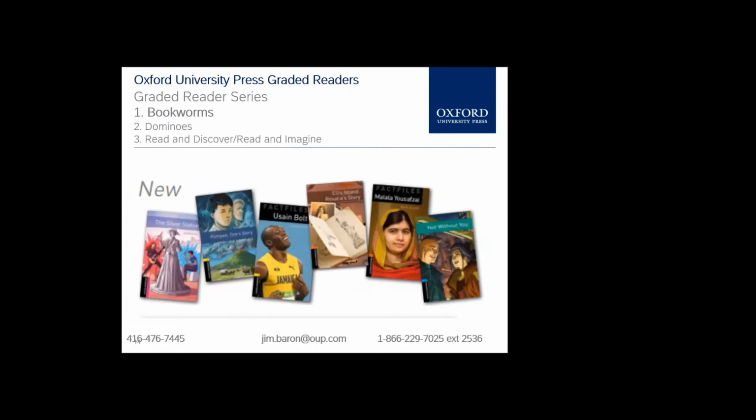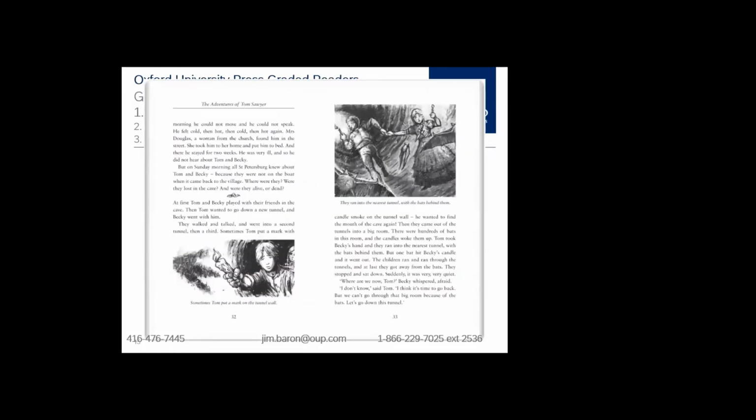So let me show you an example of what one of our Bookworms looks like on the inside. This is Tom Sawyer. It's a level 1 book. Maybe a high A0 or a low B0 student, roughly, maybe. You'll see it truly does resemble a quote-unquote real novel. There are some simple illustrations to enhance the text, but the text remains the star of the show, if you will. Students will really feel like they're reading something that's appropriate for their age level.